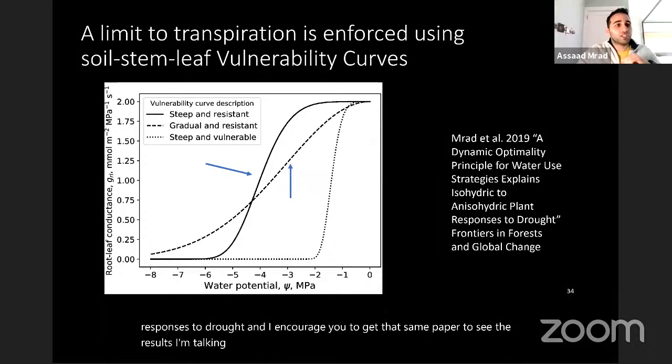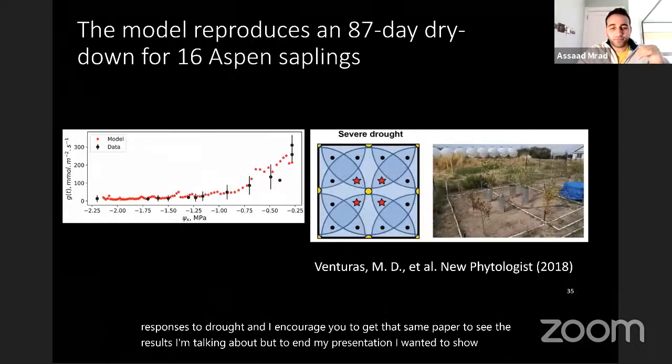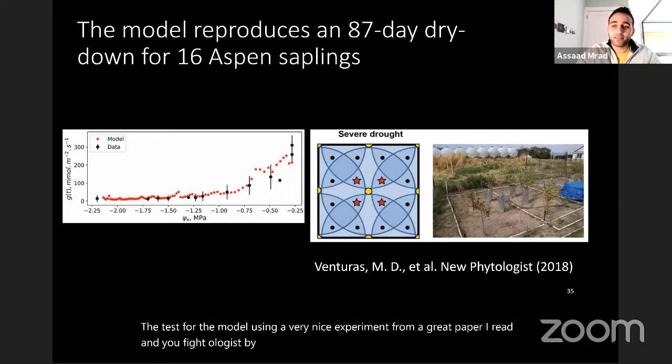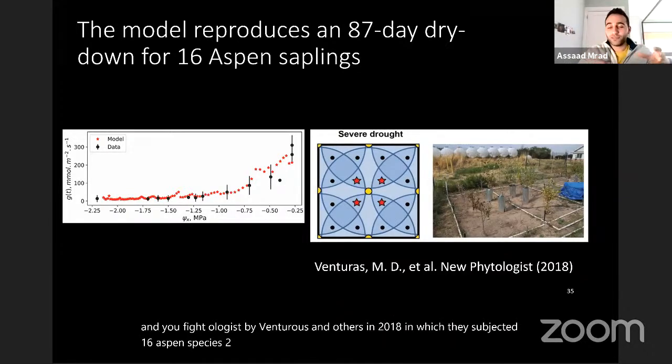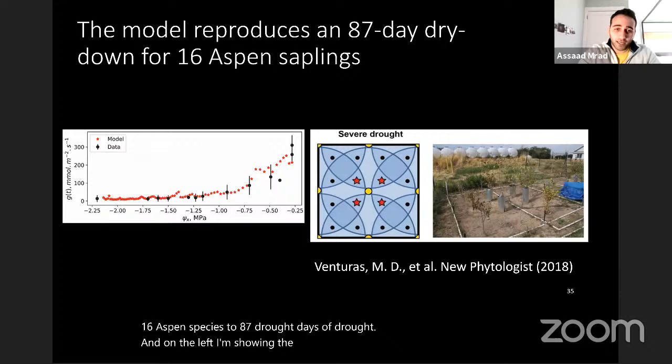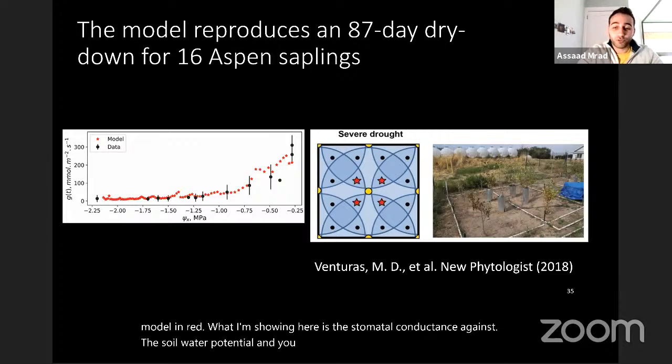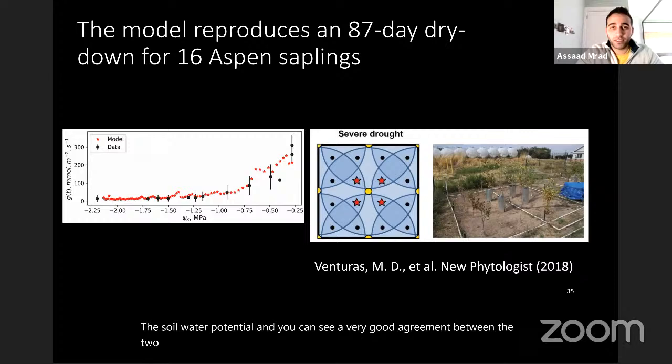But to end my presentation, I wanted to show you the test for the model using a very nice experiment from a great paper I read in New Phytologist by Venturas and others in 2018, in which they subjected 16 aspen species to 87 days of drought. And on the left, I'm showing the comparison between data in black and the model in red. What I'm showing here is the stomatal conductance against the soil water potential. And you can see a very good agreement between the two. And this gave us confidence that the model is giving us the right thing.